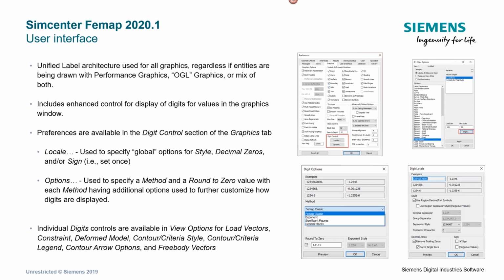Now, if you want to control individual digit controls, because those other ones were global, you can go to your view options, and things that you control are like load vectors, contour criteria style, contour arrow options, free body vectors, loads, etc.